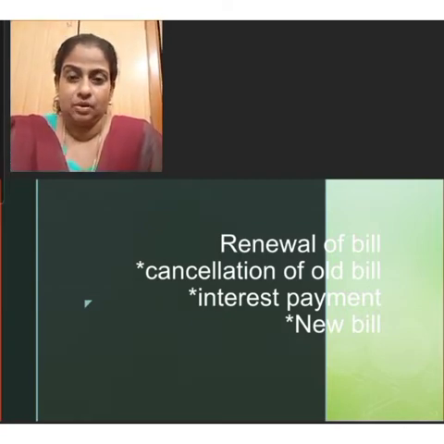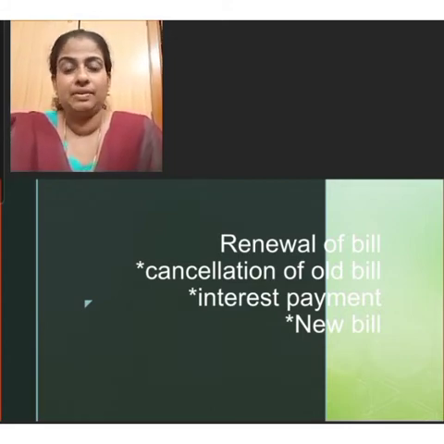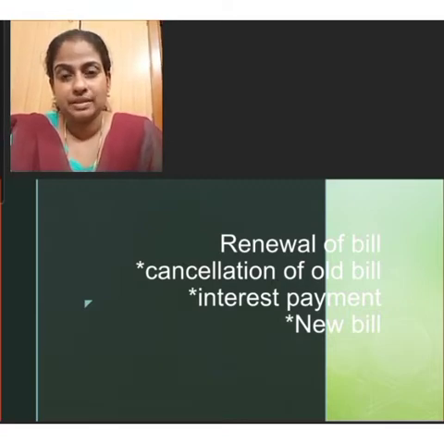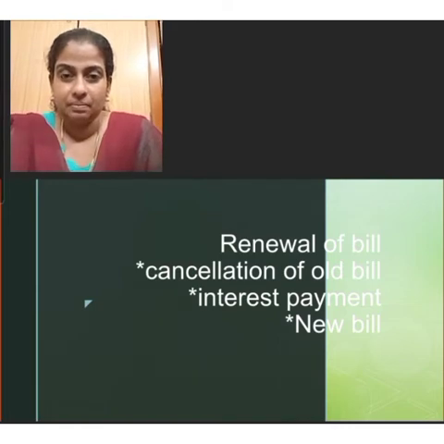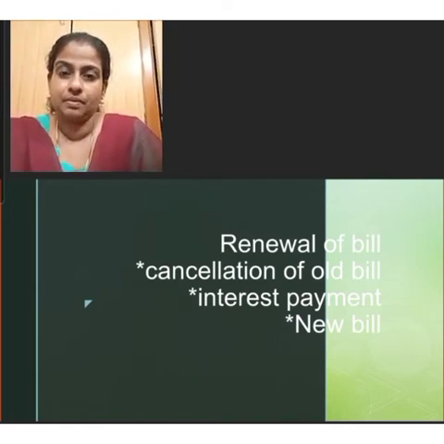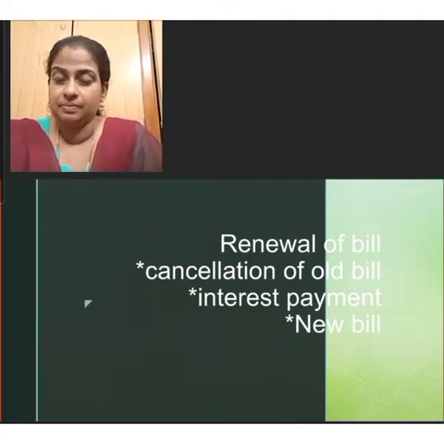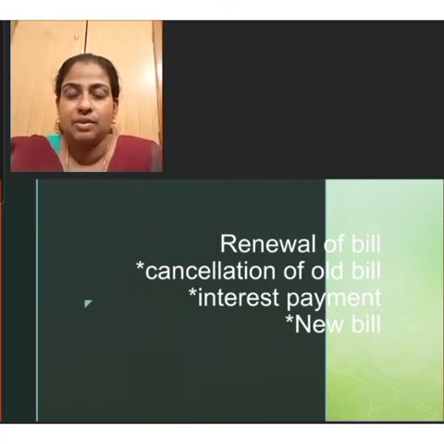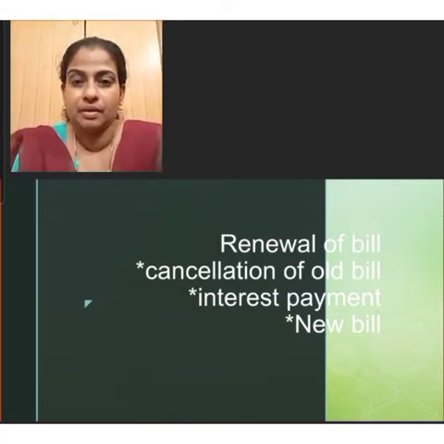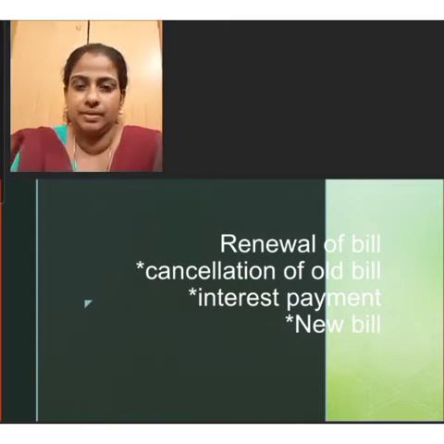Then the second entry will be receiving bill of exchange. The entry will be bill receivable account debtor to drawee's account, being bill received. The third entry will be cancellation of the old bill. The entry will be drawee's account debtor to bill receivable account.